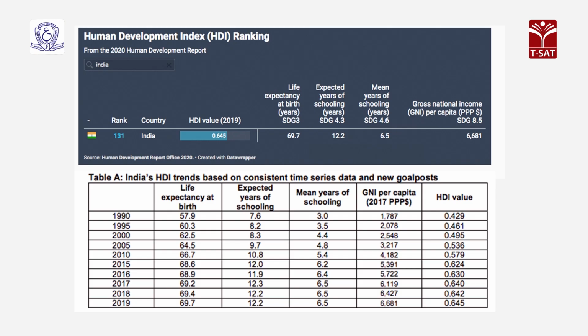Between 1990 and 2019, India's life expectancy at birth increased by 11.8 years. Between 1990 and 2019, mean years of schooling increased by 3.5 years and expected years of schooling increased by 4.5 years. India's GNI per capita increased by about 273.9% between 1990 and 2019. These indices are also significant aspect of human development.